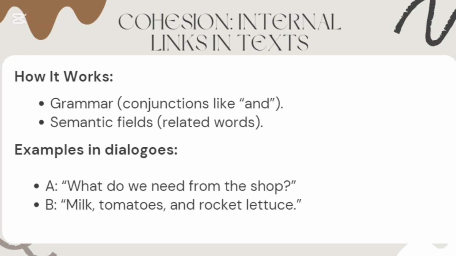So, let's discuss cohesion. Cohesion is the internal links in a text. Cohesion refers to the linguistic tools that link words or ideas. For instance, in the example dialogue, the word "and" connects items in a list. Similarly, the verb "need" ties the listed items into an action, and pronouns like "we" connect them to people involved in the activity. Cohesion ensures that words, phrases, and sentences are linked together.